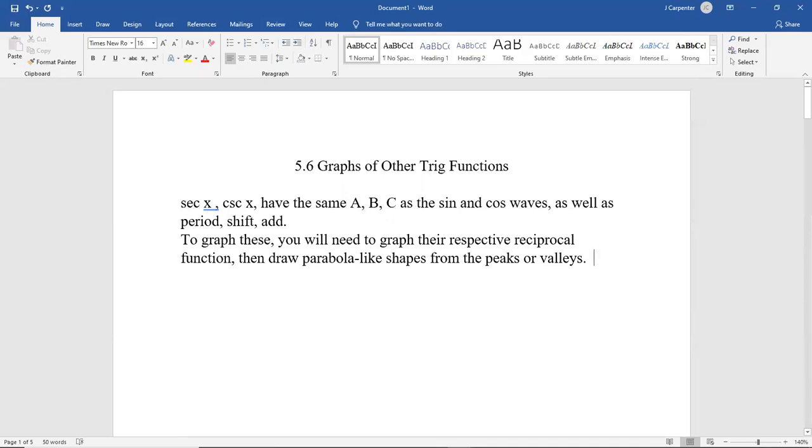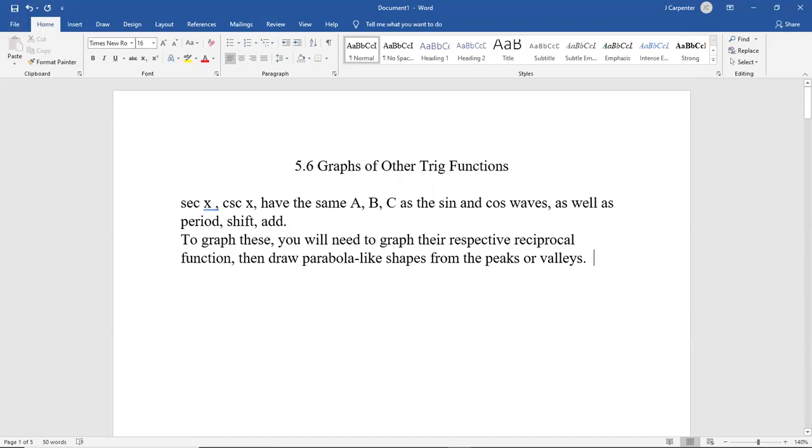So to actually graph a secant or a cosecant, you have to graph the sine or the cosine first and then do more things. It's like there's an implicit problem inside of these. If you have a cosecant, you'll draw a sine wave. If you have a secant, you'll draw a cosine wave. And you would do that with the same A, B, C, period, shift, adding the period divided by 4 over and over, all that stuff.